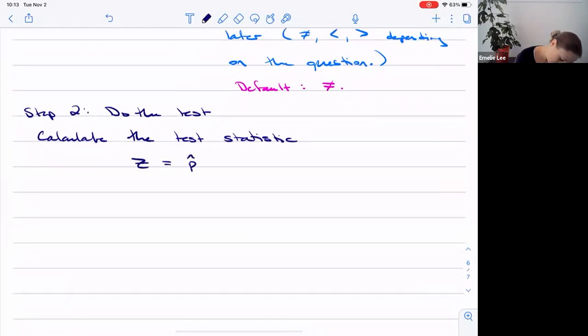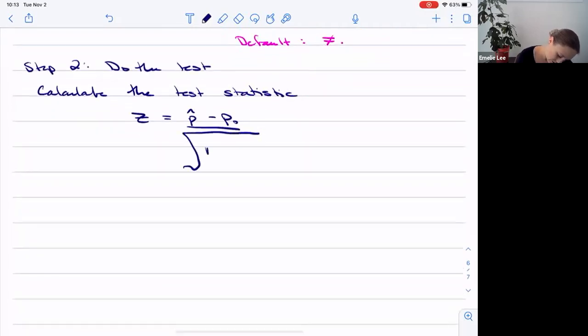And so z equals p hat minus p naught over the square root of p naught times 1 minus p naught over n, right? That's the standard error of p hat. Okay. So point estimate, how far is it from the hypothesized value, taking into account the standard error of that p hat, right? That's the spread of p hat.